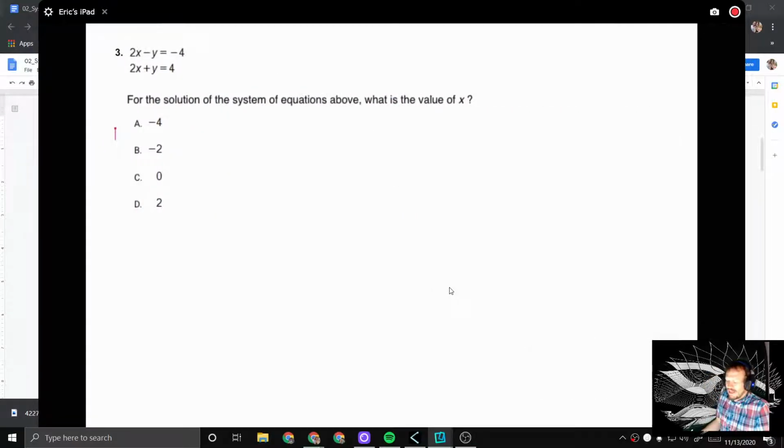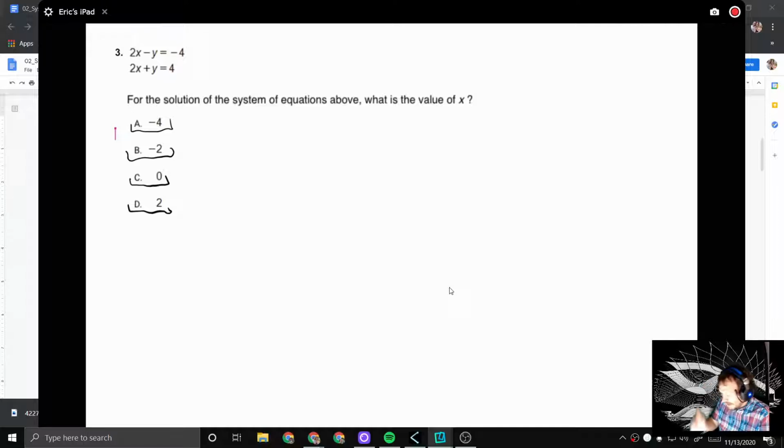Here we have a system of equations problem. There's a bunch of different ways to do this problem. Right? We know that we could graph it. We could use substitution. We could use elimination. We could go with trial and error, and try and plug these values in for x and see if they work.